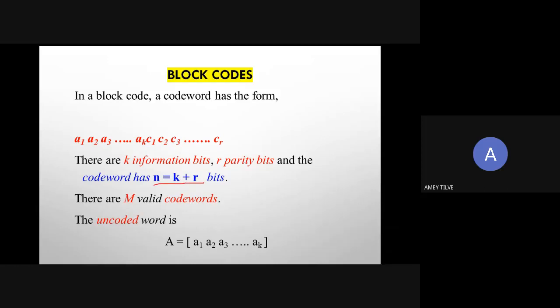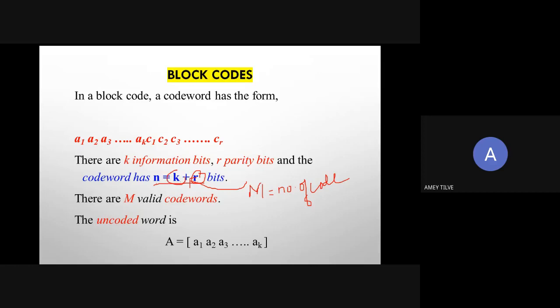So there are M valid code words. As you know, M is nothing but the number of code words that are present, the total number of code words. And a code word is nothing but N equals K plus R. So now if you understand, N is your K plus R, and R is your redundant bits.